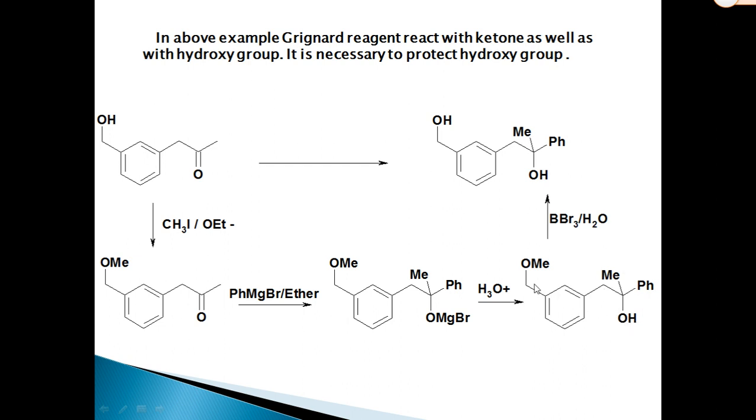Now it's time to deprotect the hydroxy group to achieve the final compound. On reaction with boron tribromide in aqueous condition, the hydroxy group gets deprotected. So here we achieve the final desired compound.